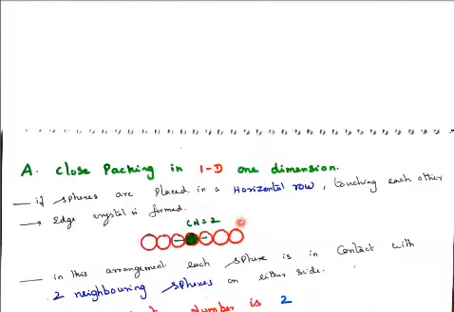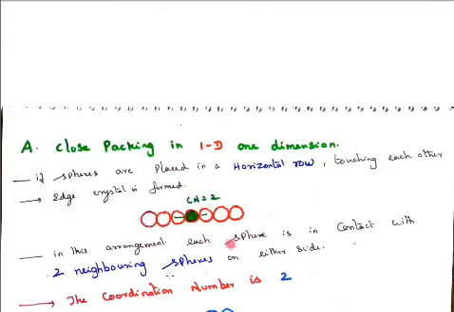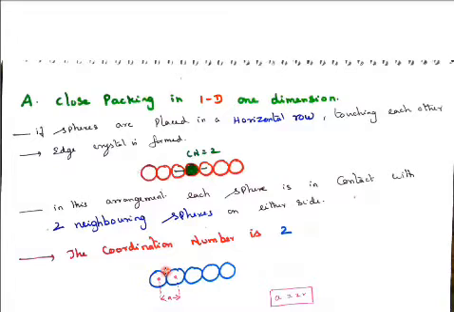So now we are going to apply close packing in one dimension, close packing in two dimension, and close packing in three dimension. First we will see close packing in one dimension. Spheres are placed in a horizontal row touching each other, only a horizontal row. When you arrange apples or oranges one by one in a line, consider this one apple. It has two neighbors. So that is called coordination number 2. Each sphere is in contact with the two neighboring spheres on either side, so the coordination number is equal to 2.